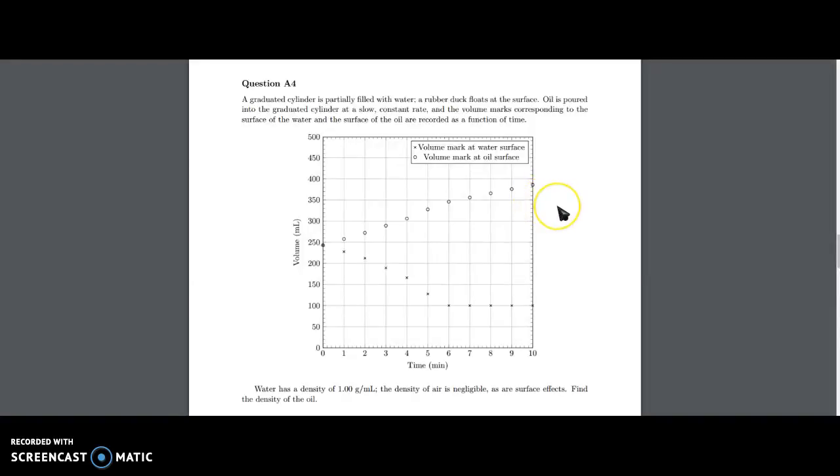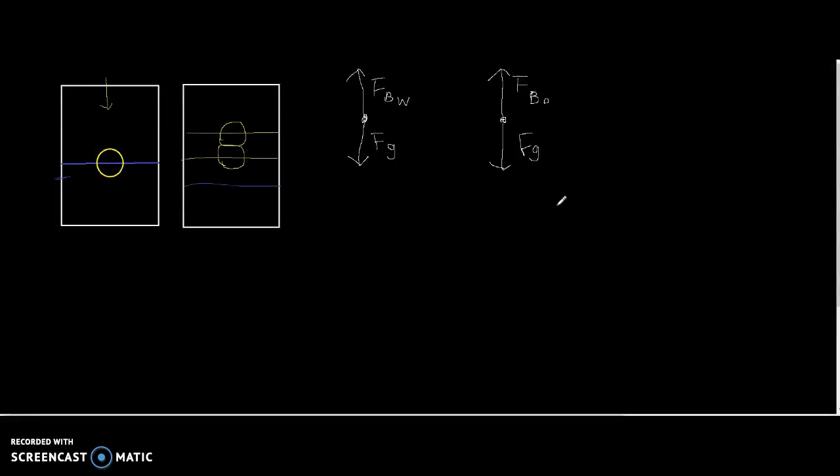What this problem asks for is the density of the oil. From these force diagrams, we can conclude that the buoyancy force of the water is equal to the buoyancy force of the oil. We know that buoyancy force is ρVg, in this case the density of the water times the volume of the water displaced times g, which is equal to the density of the oil times the volume of the oil times g. The g's divide out.